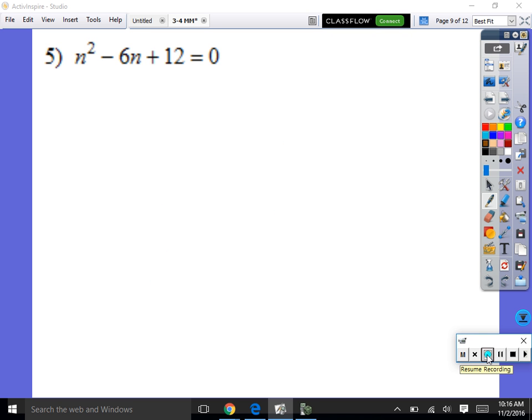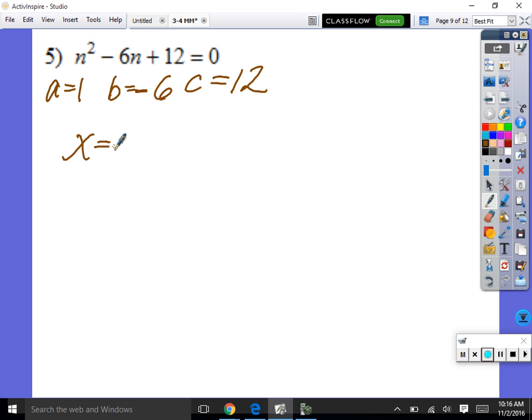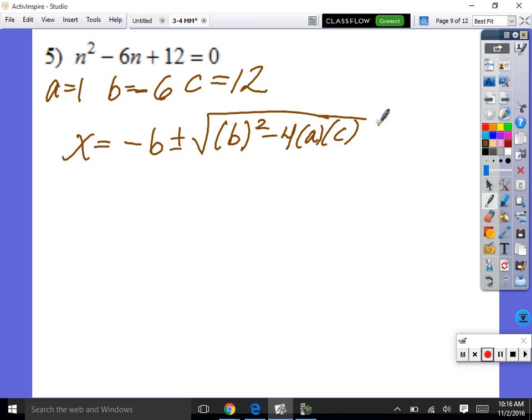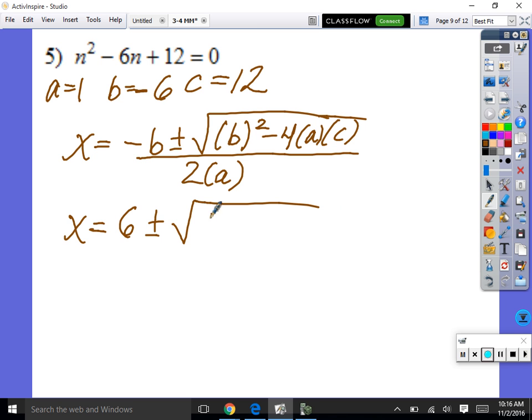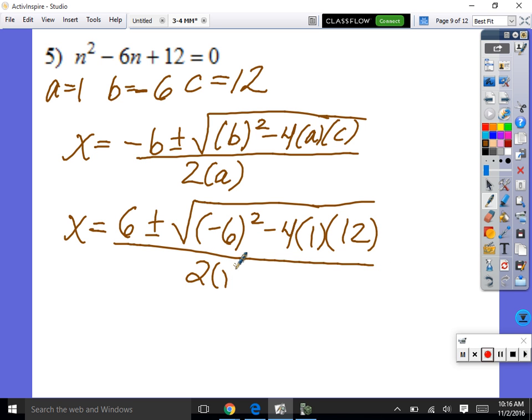Okay, last example, then the rest of the time is yours to finish. So my A value is 1, my B value is negative 6, my C value is 12. So x equals negative b plus or minus the square root of b squared minus 4 times a times c all over 2 times a. So we have x is equal to negative b, so positive 6, plus or minus the square root of b squared, so that'll be negative 6 squared minus 4 times a, which is 1, times c, which is 12, and that's all over 2 times 1.